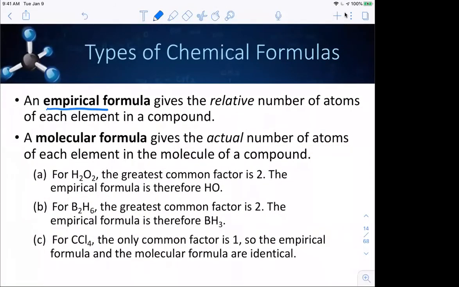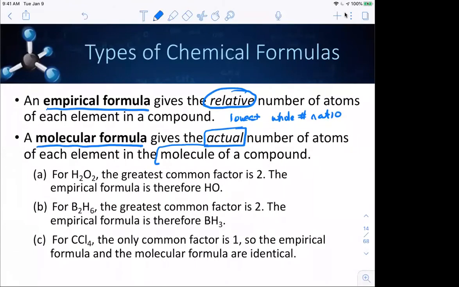An empirical formula gives me the relative ratio of atoms of each element in a compound. This is my lowest whole number ratio. A molecular formula gives the actual number of atoms of each element found in that particular molecule. The empirical formula doesn't necessarily give me the formula of the actual molecule.